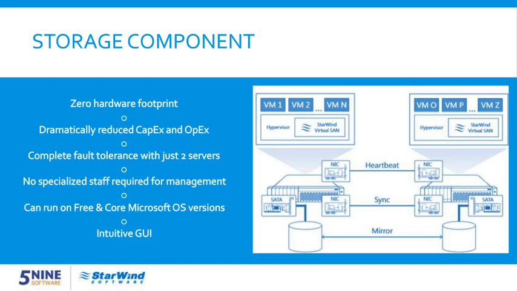Next, StarWind can run on free and core Microsoft operating system versions. Basically, we are operating system version agnostic. We recommend the 2012 R2 line as the most up-to-date, but you can use any edition you want. StarWind can be installed on the core version using the standard wizard. So once you type in the StarWind exe, you will see the standard wizard and install it as usual.